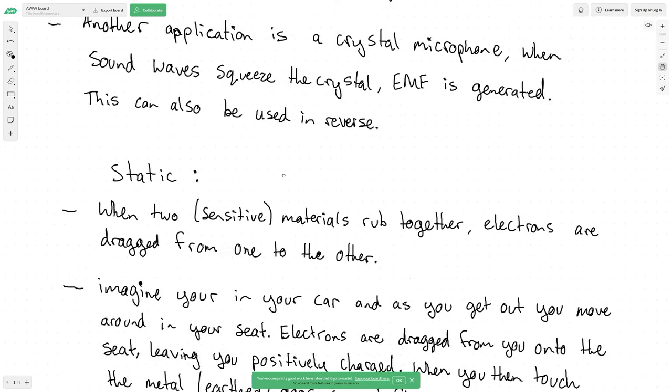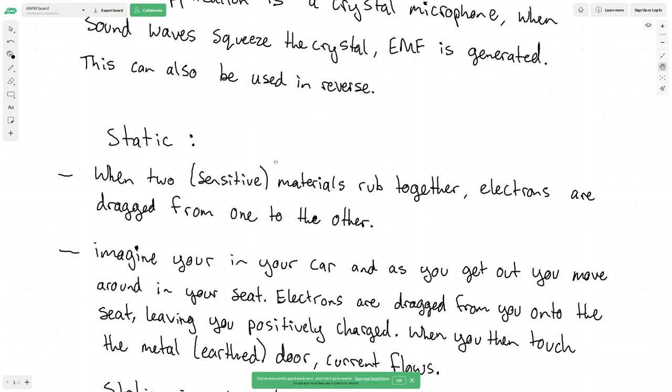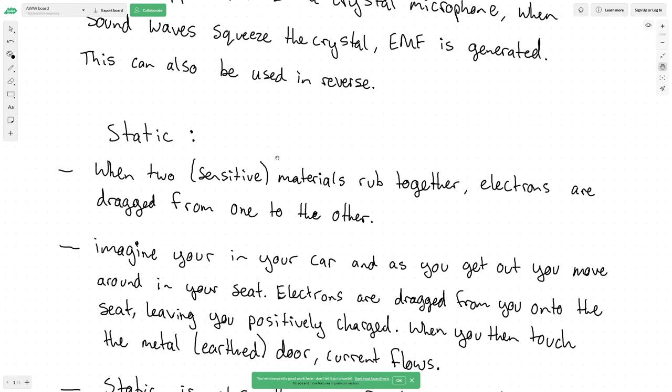Okay, the next one is static. Now, obviously, I'm assuming all of you know what static is. If you've never been shocked by static, I'd be very, very surprised. So this is basically when two materials, and I've put in brackets here, sensitive, because of course you can imagine there are some materials that are very sensitive to static electricity, and there's others that aren't.